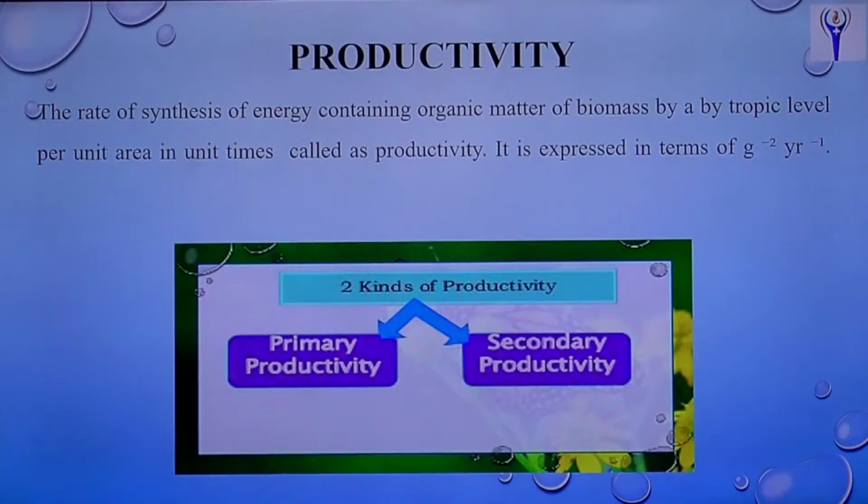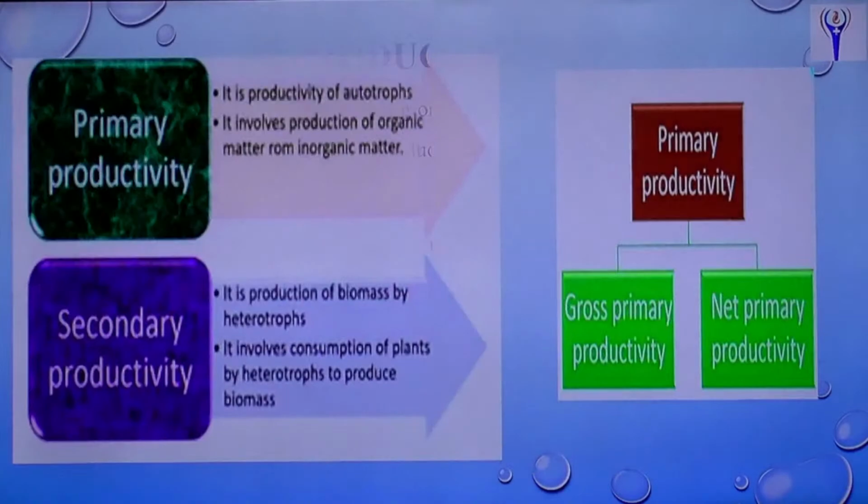One is primary productivity, another is secondary productivity. Primary productivity is the productivity of autotrophs, and it involves the production of organic matter from inorganic matter. Whereas secondary productivity is the production of biomass by heterotrophs, involving the consumption of plants by heterotrophs to produce biomass. And primary productivity is of two types: gross primary productivity and net primary productivity.